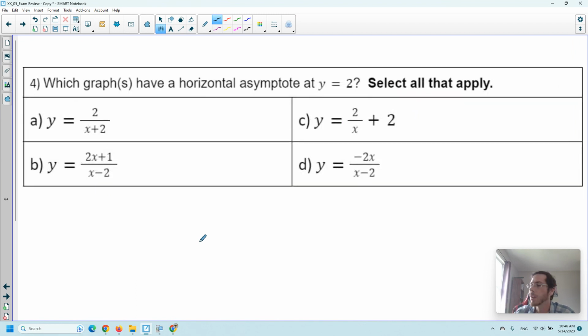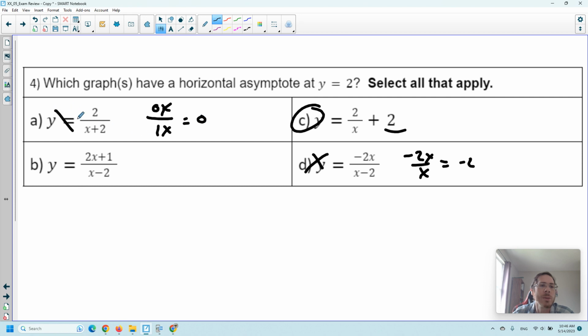All right, for 4, which graph has a horizontal asymptote at 2? Select all that apply. That's going to be this one. We've got plus 2 on the outside. This one would be -2x divided by x is -2. So that's out. We have to be just regular 2. This would be 0x over 1x, which is 0. So that one's out. And then 2x over x is 2. So that one is in. So those are the ones that we want to pick.